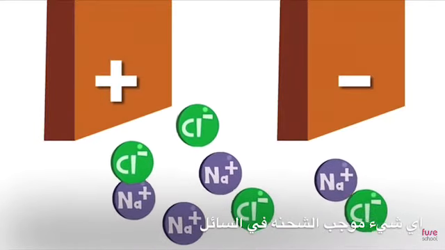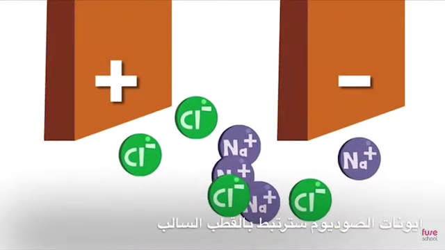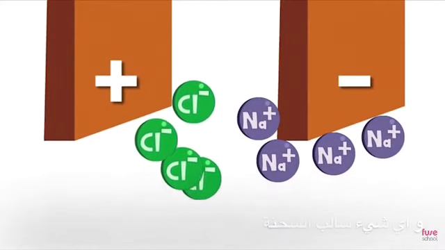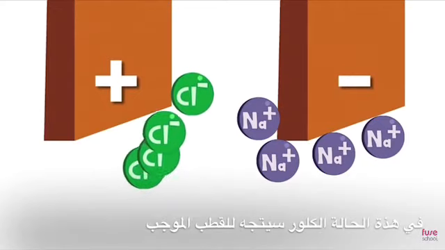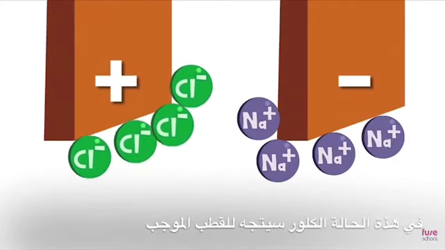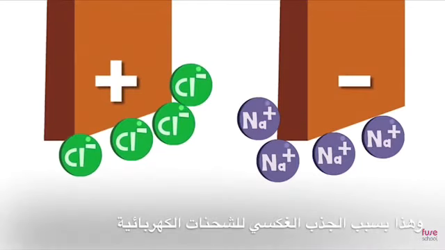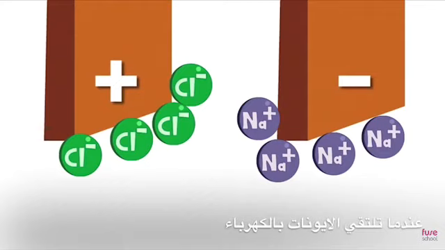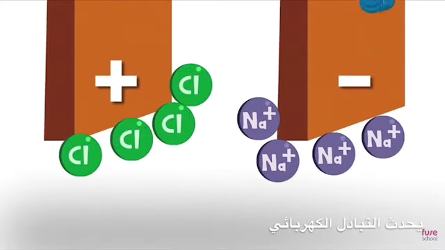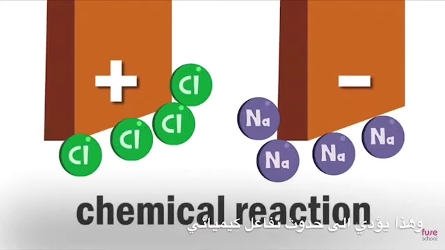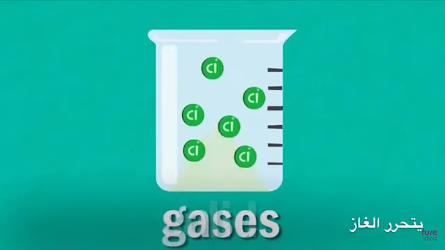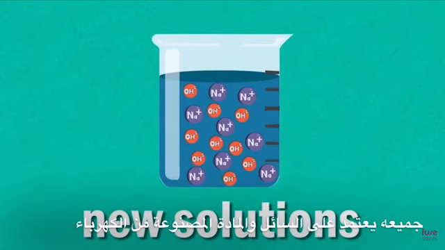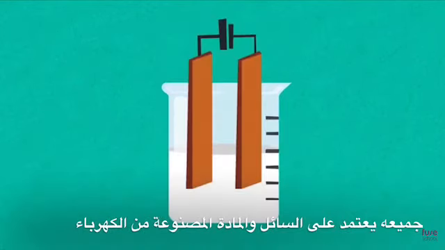Anything positively charged in the liquid, in this case the sodium ions, is going to be attracted to the negative electrode. And anything negatively charged, in this case the chloride ions, is going to be attracted to the positive electrode. This is because opposite electrical charges attract. When the ions meet the electrodes, electron exchange happens, and this triggers a chemical reaction. Solids can form, gases can be given off, and new solutions can be left behind. It all depends on the liquid and what material the electrodes are made from.